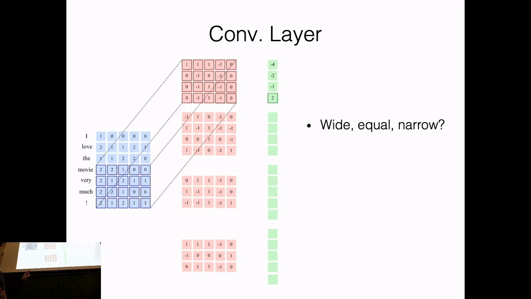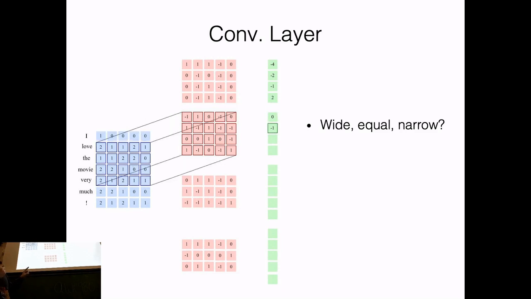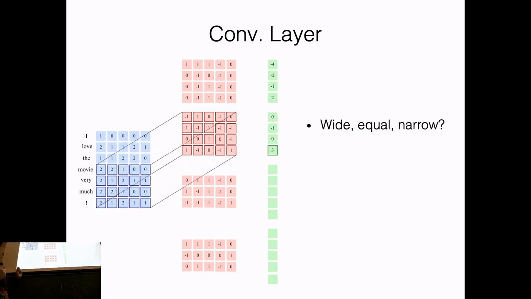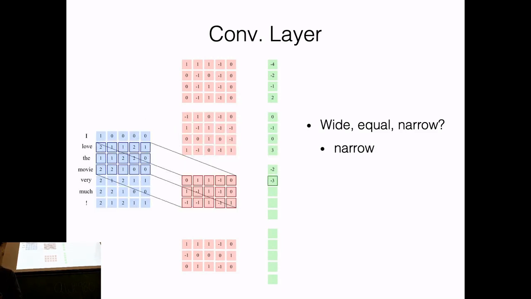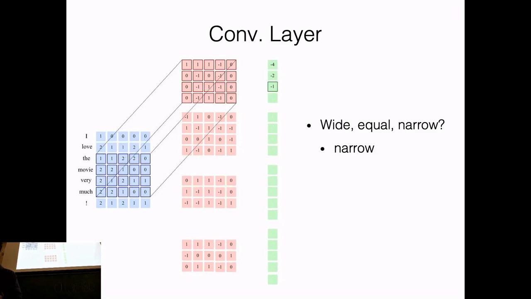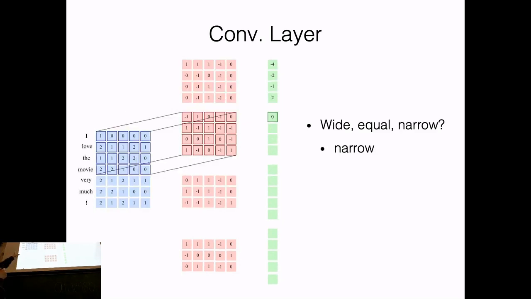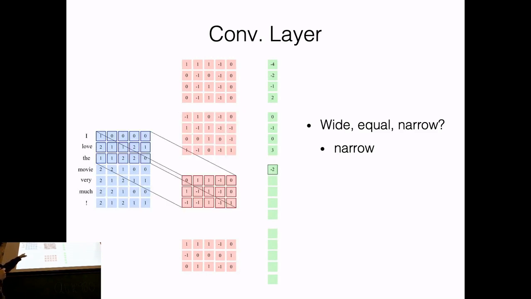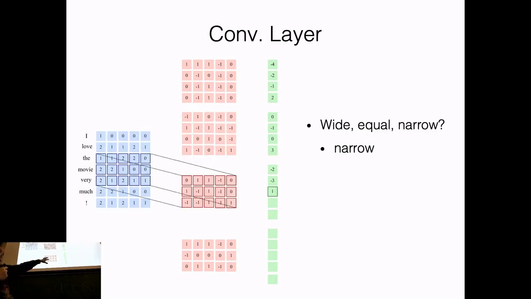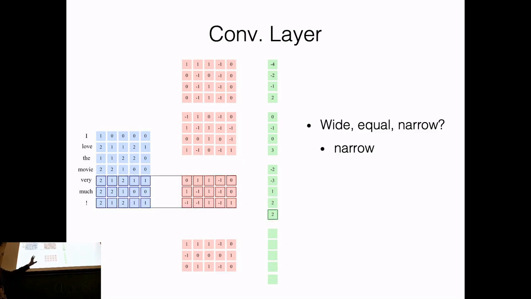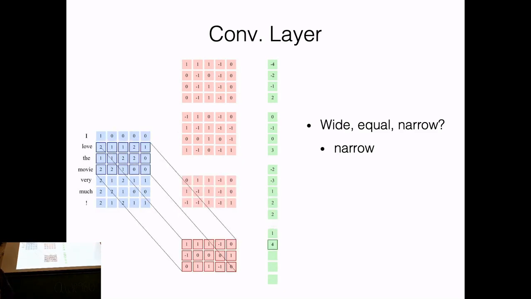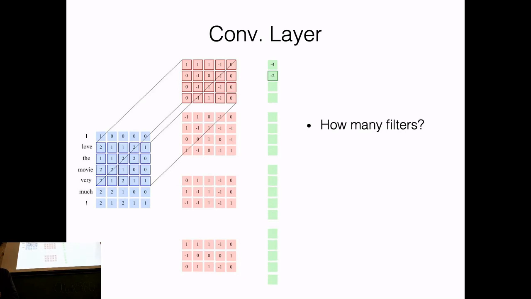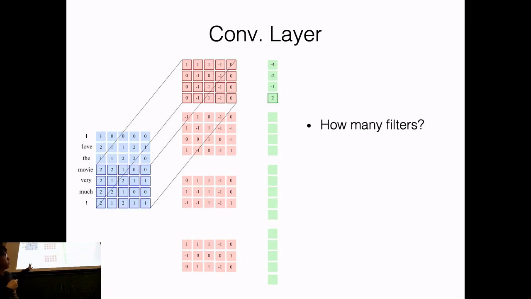Stride size is 1, and the next question is: is it wide, equal, or narrow convolution? Actually, it's narrow, because there are totally 7 rows in the input, and you can also compare the dimensions of the different matrices. You will find it is 1. So how many filters? There are 4 filters.